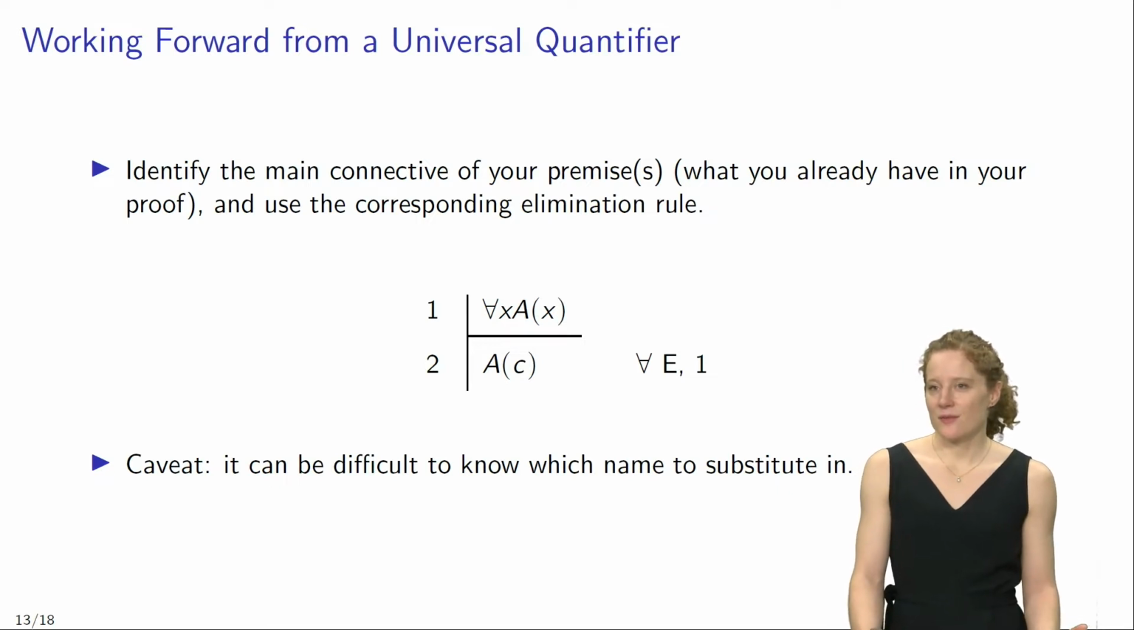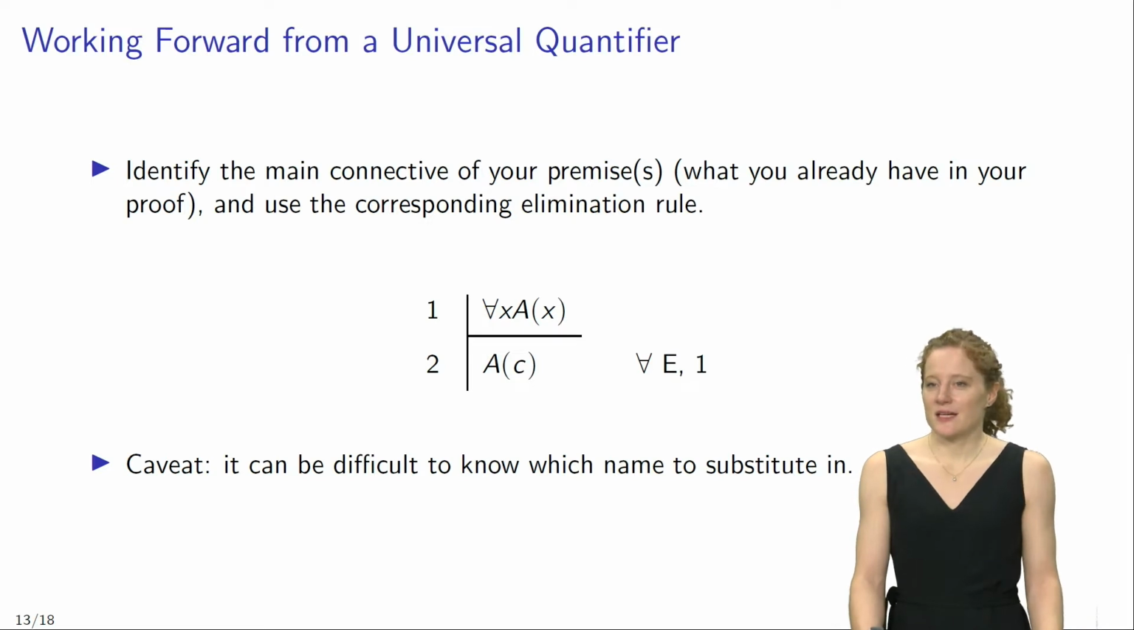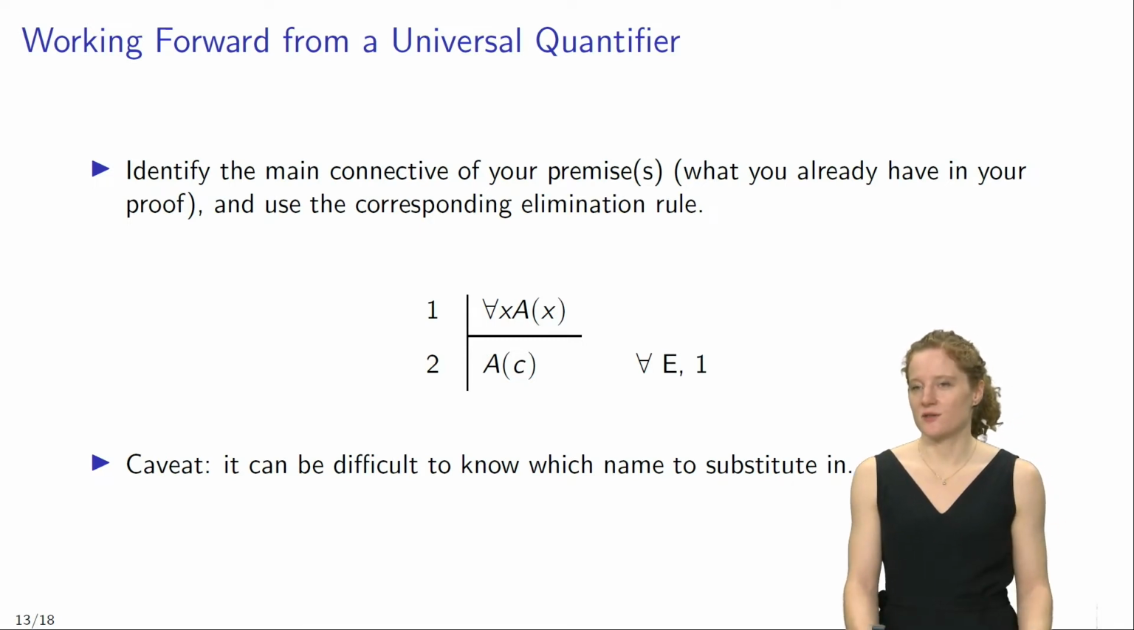Now, this proof strategy has an important caveat. Namely, it can be difficult to know which name to substitute in for the variable x. So you kind of have to also look at what you want to prove in your proof to be able to know which name you should substitute for x.